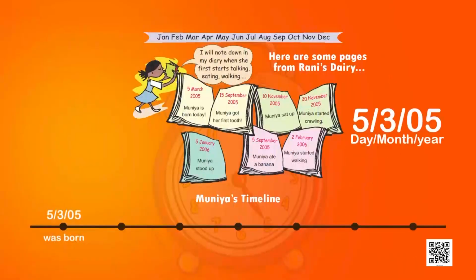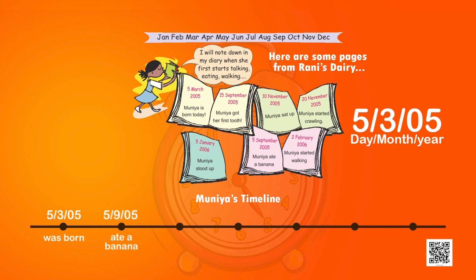Okay. The first entry is 5th March 2005. March is the 3rd month. So, it can be written as 5305. Yes, this is another way of writing the date. Muniya was born on this day. So, below this we have to write was born.